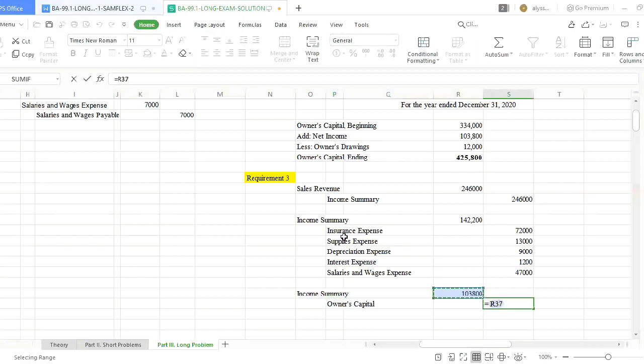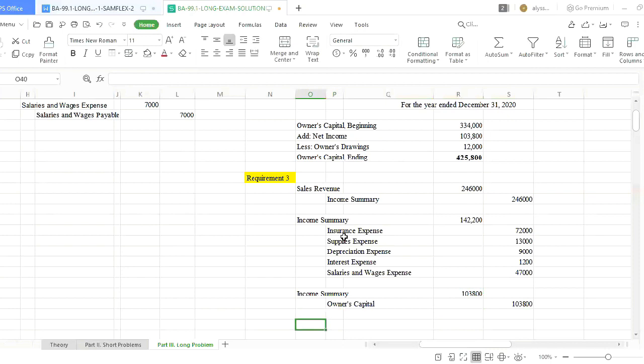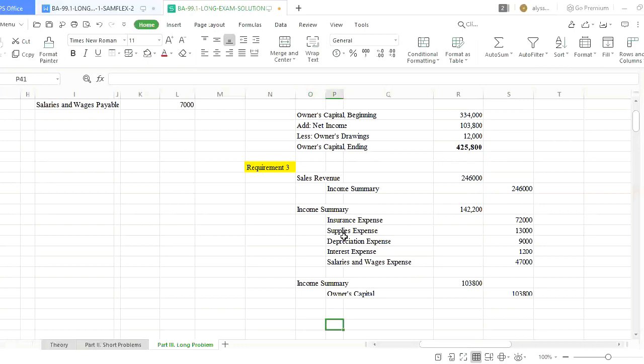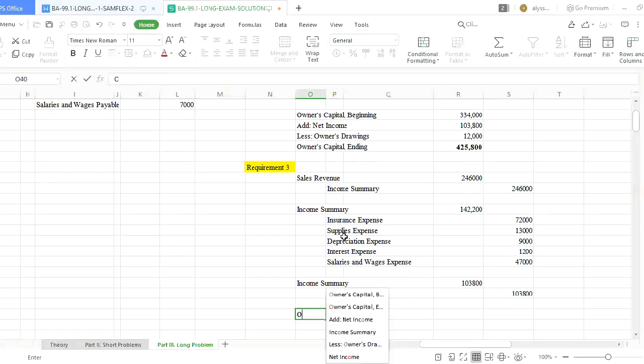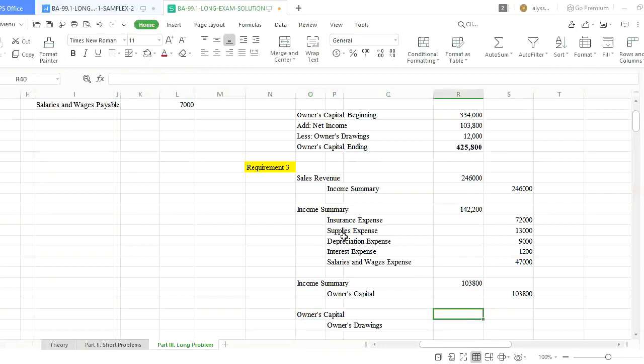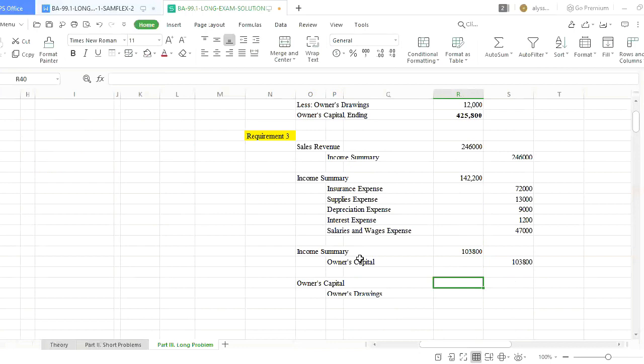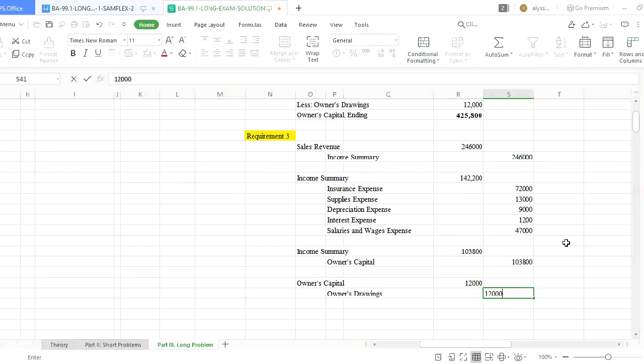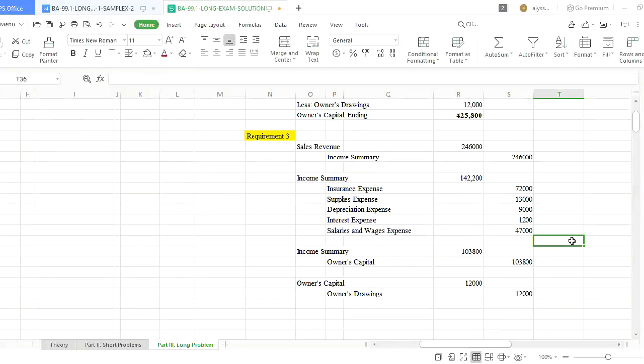The same amount. And then we also record the owner's drawings to the owner's capital. Owner's drawing has a debit balance, so to cancel it out, since it's a temporary account, we credit owner's drawing, and then debit owner's capital, since it's a decrease in the capital. So that's 12,000. There, we're finished with our closing entry.